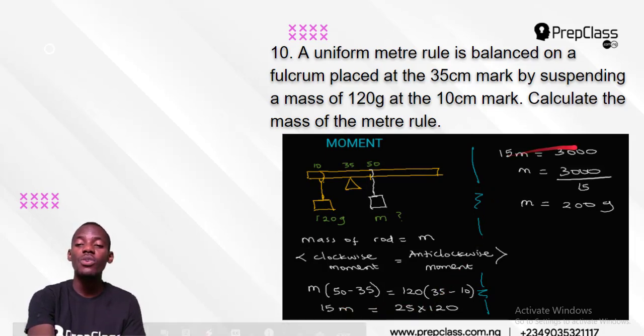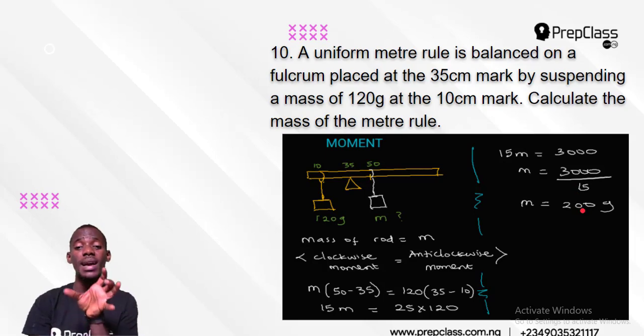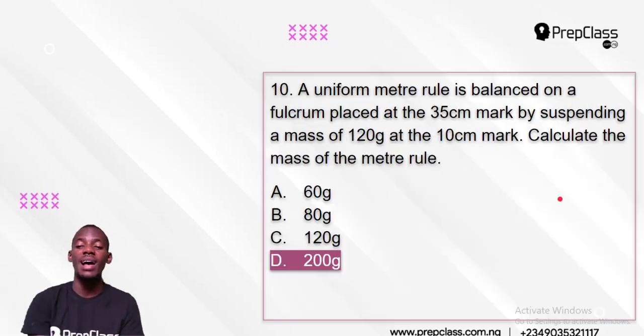So 15m equals 3000, because 25 times 120 is 3000. Now divide by 15. My mass is therefore 3000 divided by 15, and that will give me 200 grams. Don't forget the way it was said: first of all, draw it perfectly, then put your mass times the distance on one side equals the mass times the distance on the second side, and that will bring you to your answer. That gave me 200 grams, and that is option D as the correct answer.